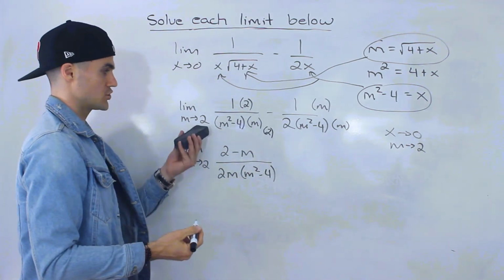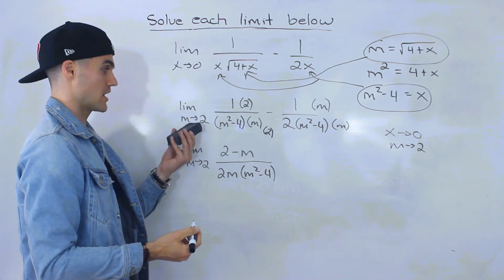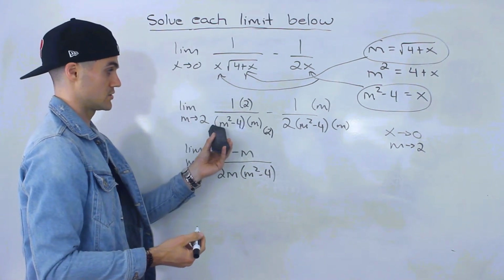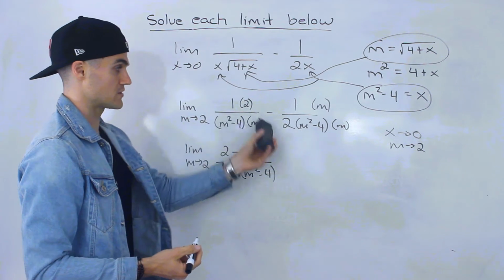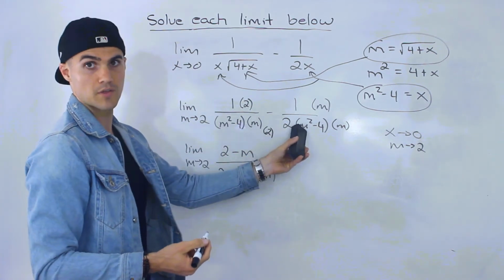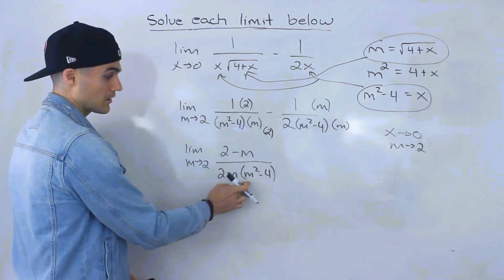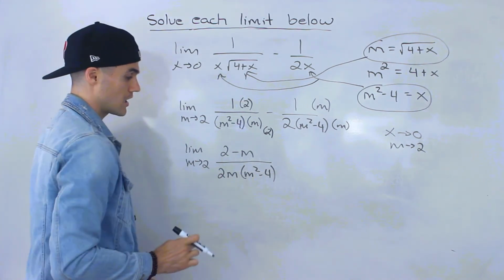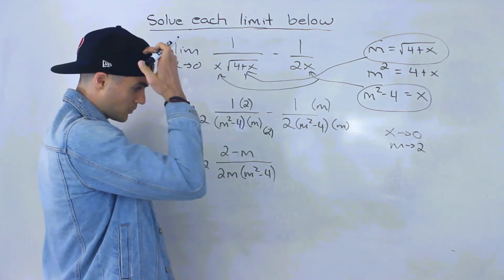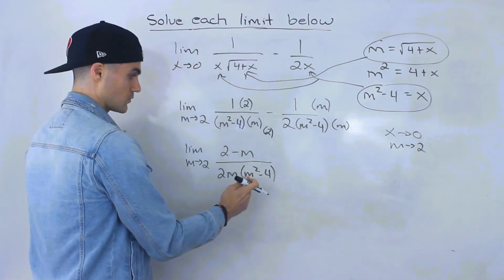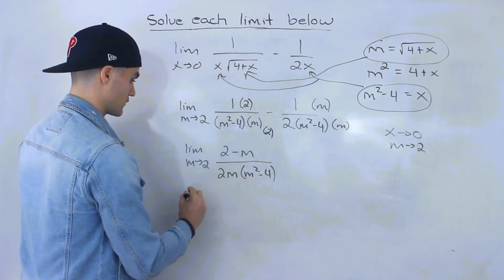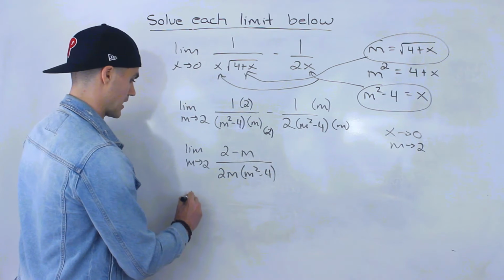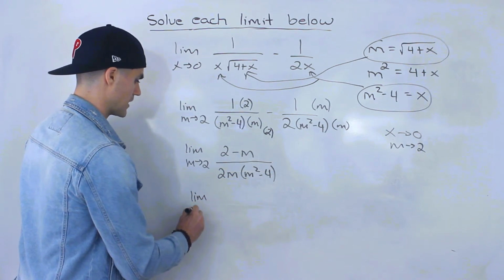I also forgot to mention, notice that we can't make a direct substitution yet of 2, because 2 squared minus 4 would be 0, which would make this whole denominator 0. Same thing here, and same thing here. This bracket would be 0, so this whole thing is going to be 0. So what we've got to actually do is factor this m squared minus 4. And so the next line is going to be the limit as m approaches 2.